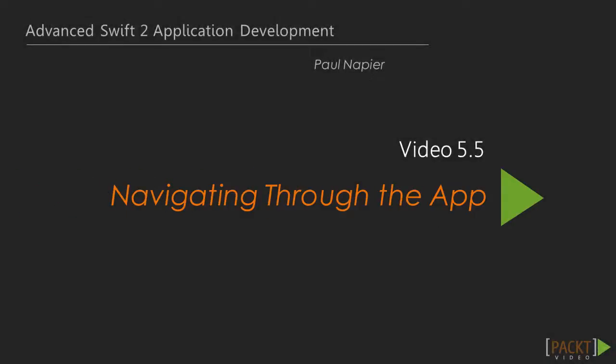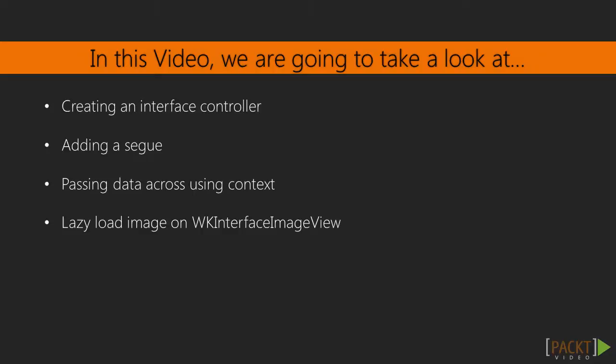In the previous video, we looked at how we can get data coming into the application. In this video, we're going to start navigating through our application. So we'll start by creating a new interface controller with an image on it. Then, we'll use a segue to navigate from the table row across to this new interface. And we'll start to pass data across using a context. And finally, we'll lazy load the image onto the WK interface image view.